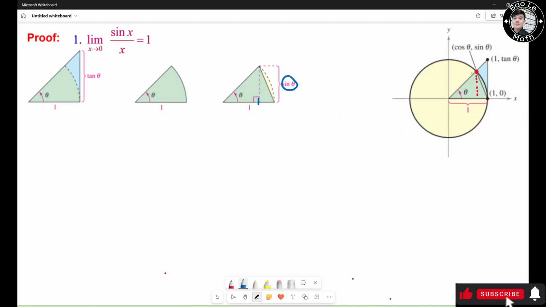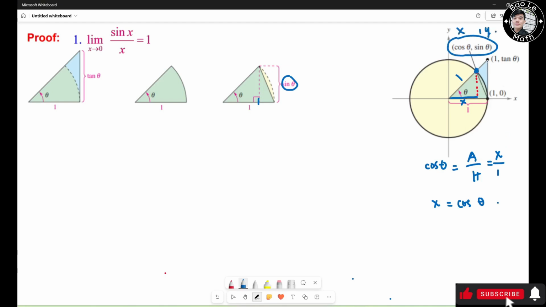Next, I need to solve for this side right here. So I apply the trigonometric ratio in this triangle again. I have cosine theta equals adjacent over hypotenuse. Adjacent right here, I call this one s, so it's s over 1. So s equals cosine theta. So the point right here has the coordinates cosine theta, sine theta, which is s and y.